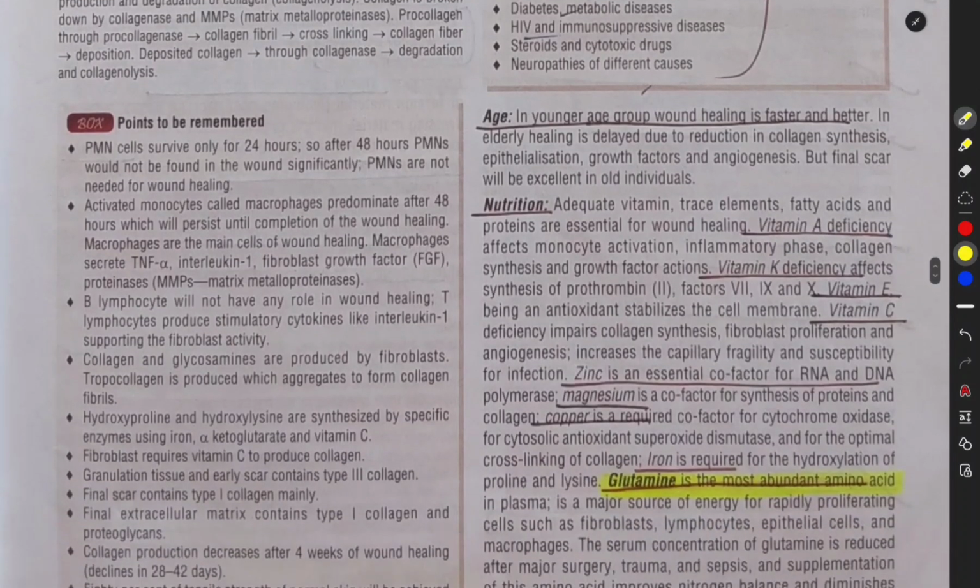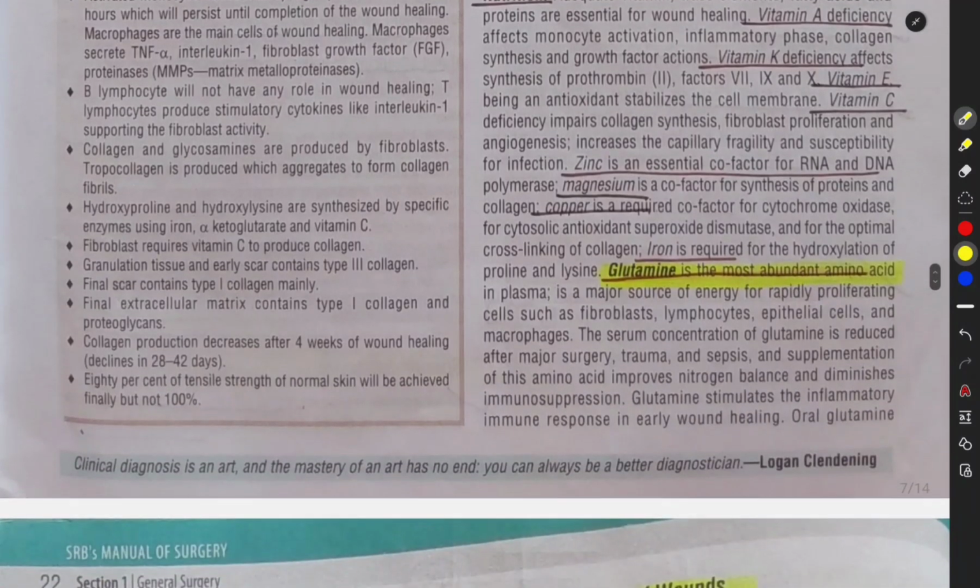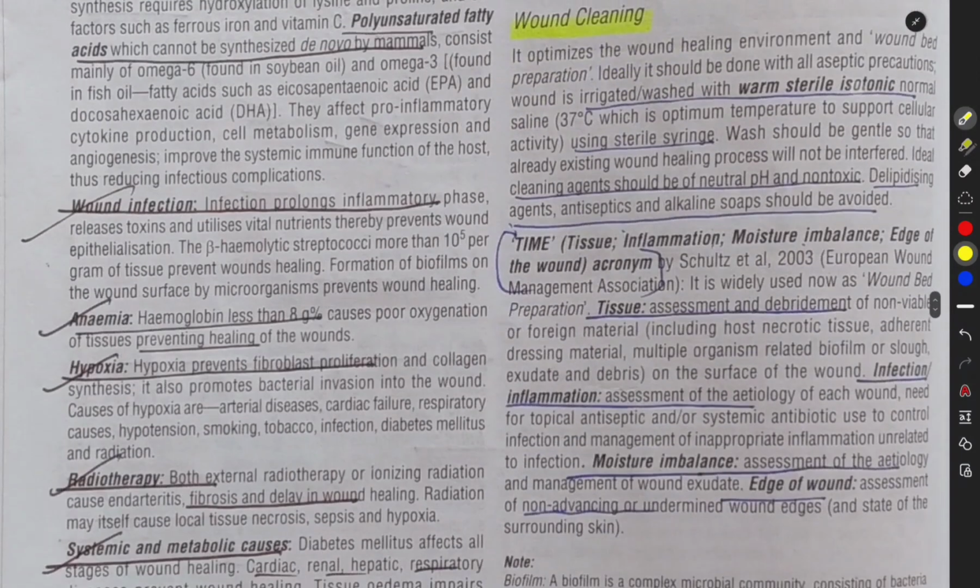For nutrition, you can specify like vitamin A, E, C, K deficiency, zinc, manganese and copper deficiency. Glutamine is the most abundant amino acid in plasma, which is a major source of energy for rapidly proliferating cells such as fibroblasts, lymphocytes, epithelial cells and macrophages. So the deficiency of glutamine also plays a role. This is all about factors of wound healing.